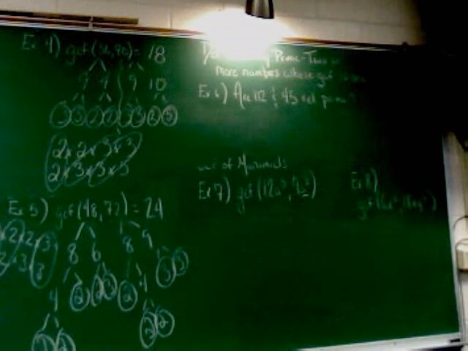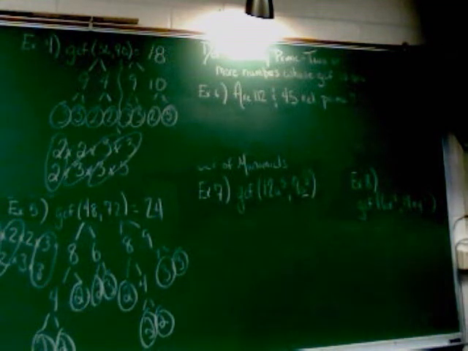So let's look at example 6. Are 112 and 45 relatively prime? Now, we probably don't want to list factors here because then I've got to list all the factors of 112, and that's probably going to be a lot more work than we want to do. So this one, we're going to want to break down using factor trees.